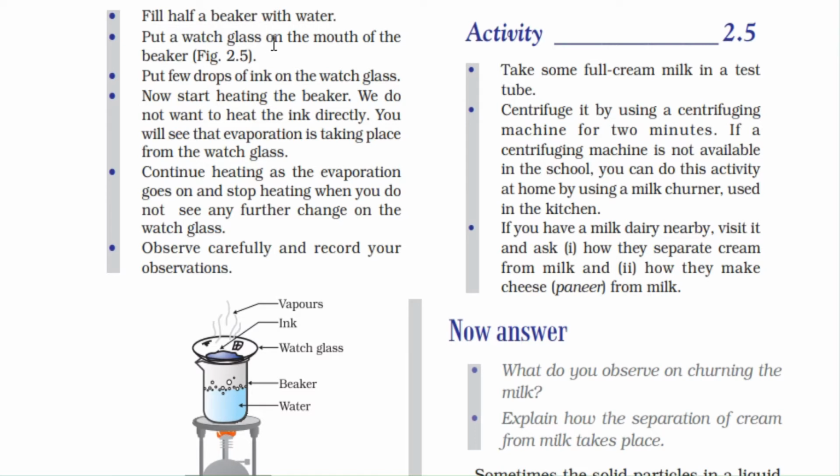Put a watch glass on the mouth of the beaker. So this is the watch glass. You keep this on the top of the beaker. Now start heating the beaker. We do not want to heat the ink directly. So in the watch glass, ink is there, okay? We don't want to heat it directly. So when the water from the beaker is heated, the steam heats up the ink on the watch glass.